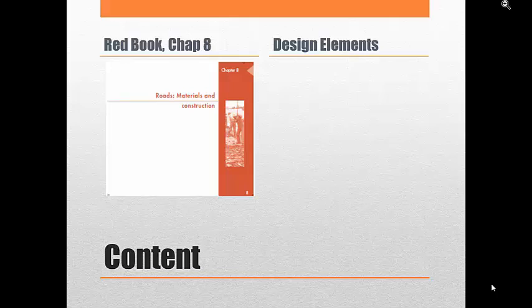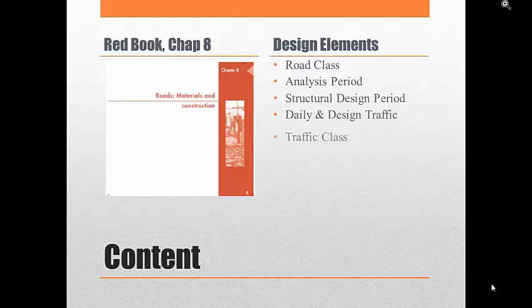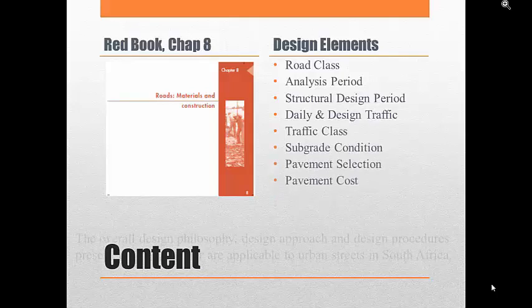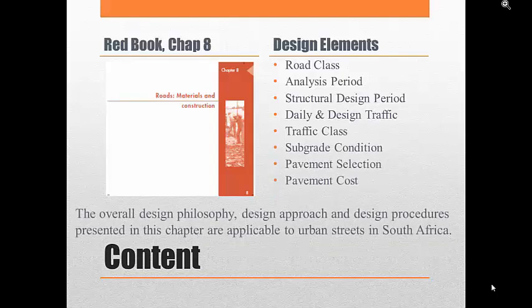The Catalogue method is referenced from the Red Book Chapter 8. The method will discuss selected elements with particular emphasis on the design period, bearing capacity, subgrade, and selection of a final pavement design based upon cost. The overall design philosophy, design approach, and design procedures presented in this chapter are applicable to urban streets in South Africa.